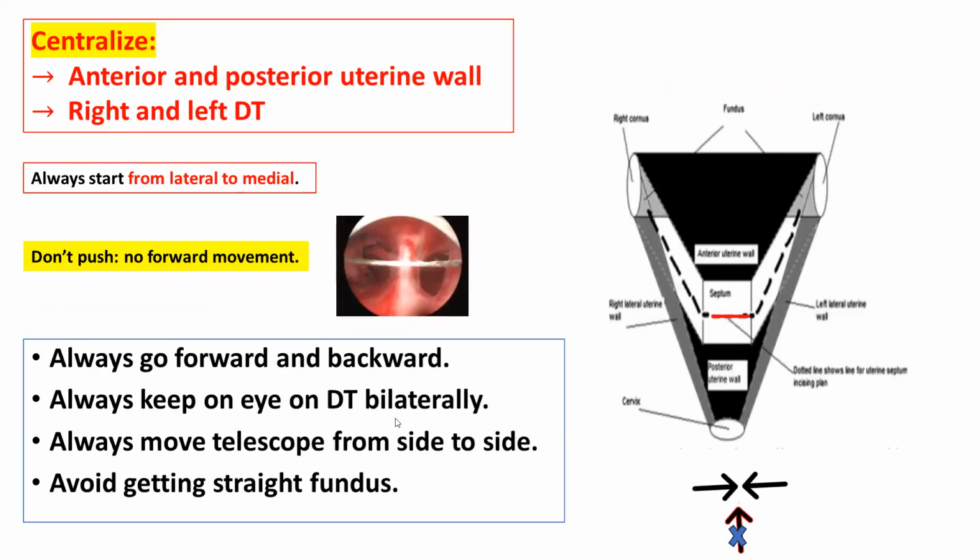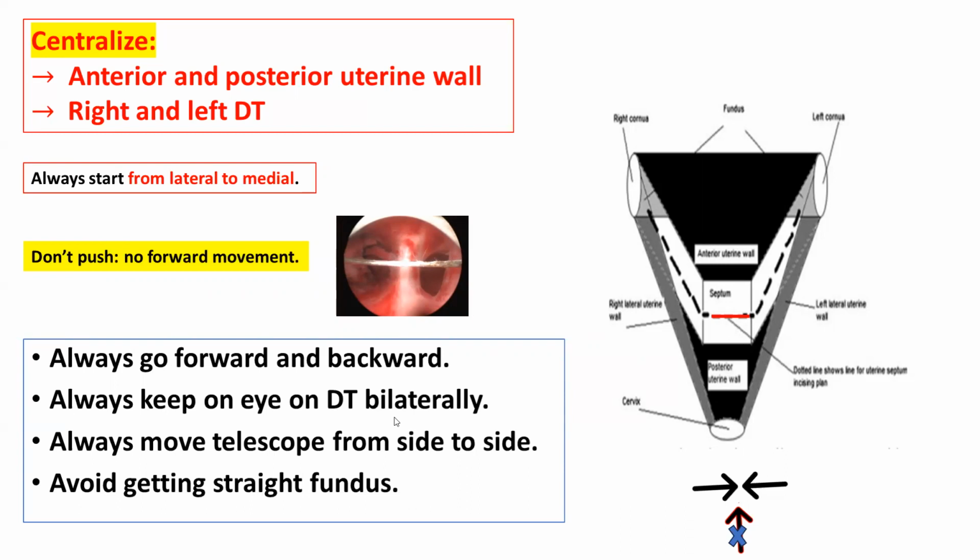Technique of incision is of utmost importance to avoid under or over treatment. You have to keep the word centralization in your mind. Centralize the electrode or the scissors between the anterior and posterior wall all the time. Centralize it, not to be on the anterior or posterior more, because by this way you will perforate the uterus.